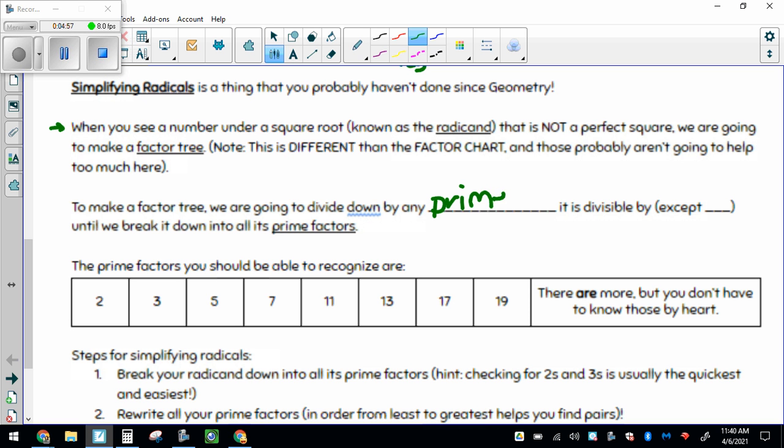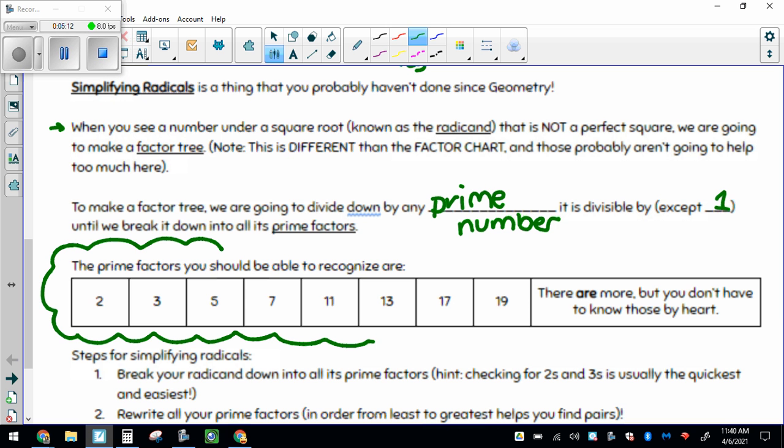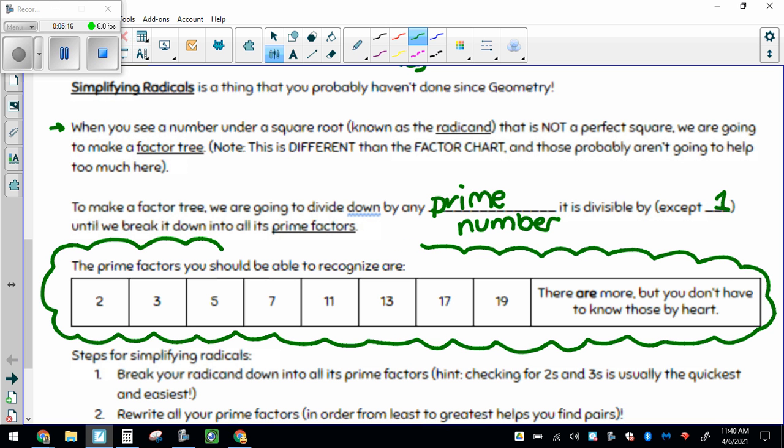To make a factor tree, we are going to divide down by any prime number it is divisible by. Now remember, 1 is not a prime number. We keep breaking it down until we get all of its prime factors. You are going to need a calculator here in just a second, but this little strip right here is going to be super important. These are all the prime numbers that you have to know about. There's an infinite number of prime numbers, but in our class, everything that we use is going to break down into either a 2, 3, 5, 7, 11, 13, 17, or 19.